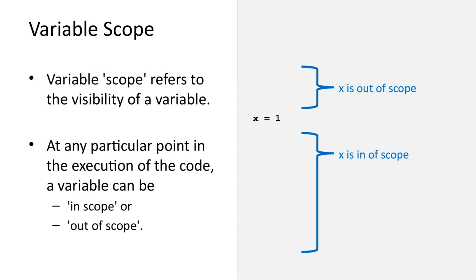Variable scope refers to the visibility of the variable. The scope of a variable is the lines of code where that variable is visible. For any line of code, we can say that a particular variable is either in scope or out of scope. Or sometimes we say that it is in context or out of context.